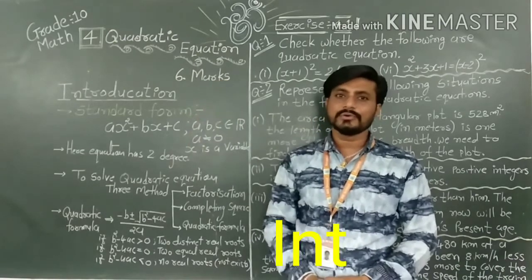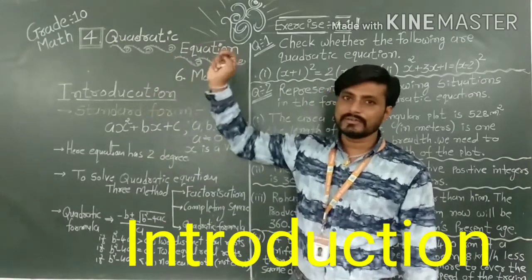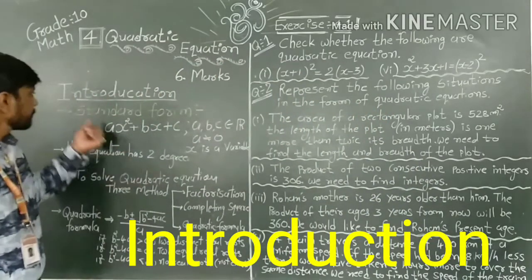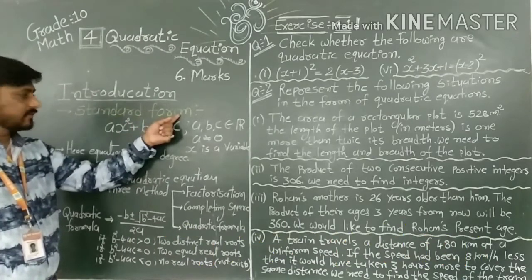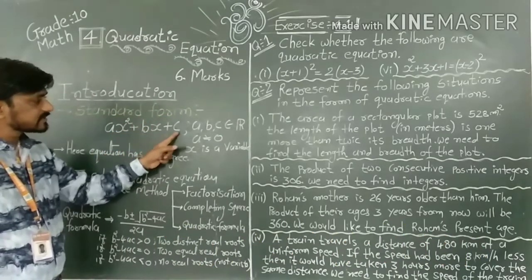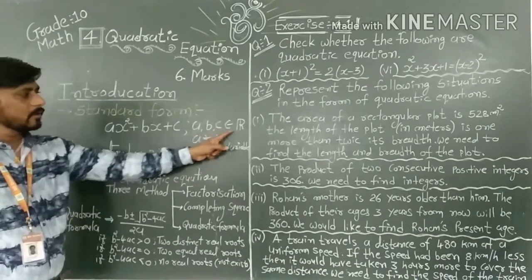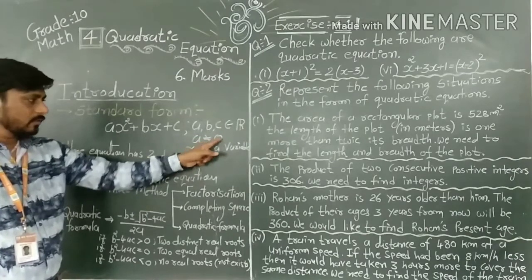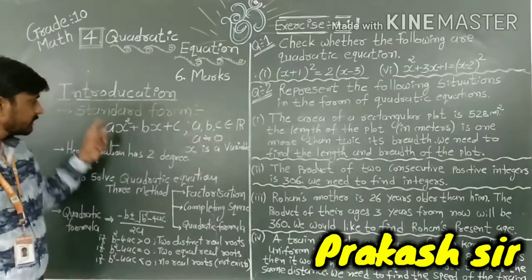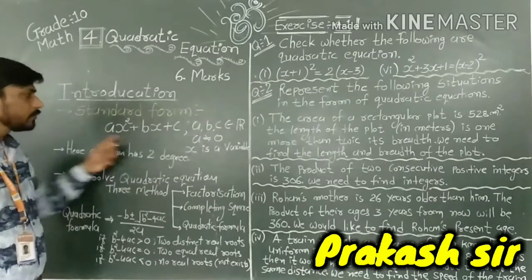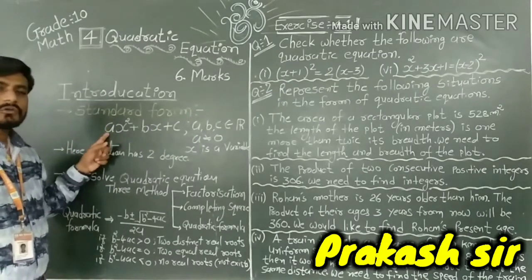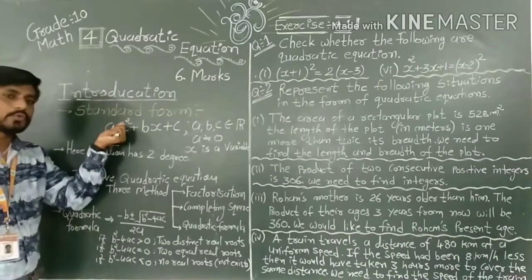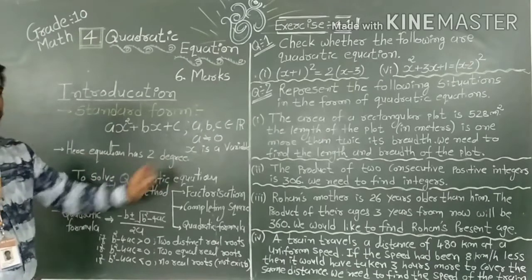First of all, I will introduce what a quadratic equation is and how it looks. Look here, the standard form of a quadratic equation: ax square plus bx plus c, where a, b, c belong to R, that means real numbers. A cannot be 0, x is a variable. This is the general form, or you can call it the standard form, of a quadratic equation. Now it has degree 2. That means the equation has 2 degrees.